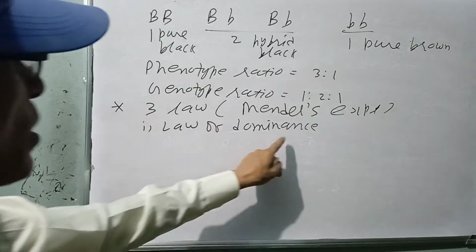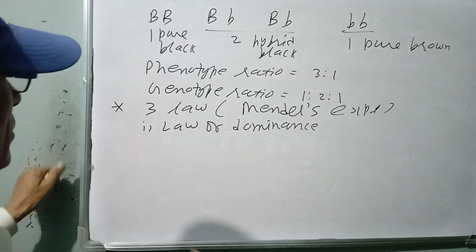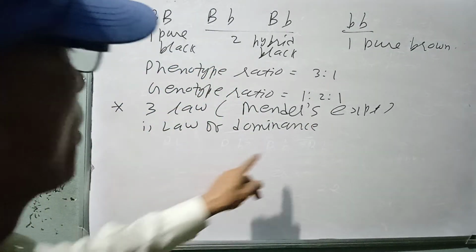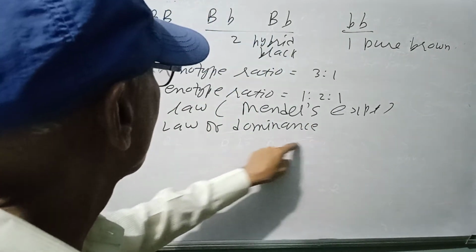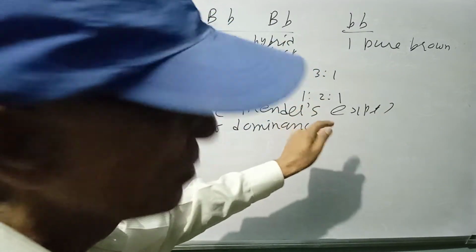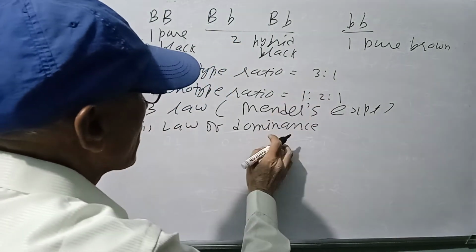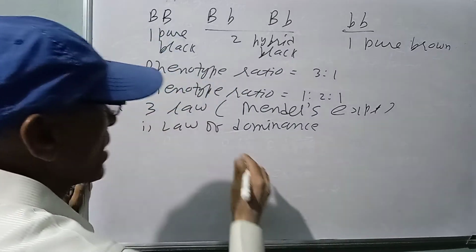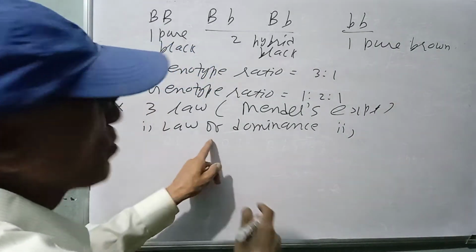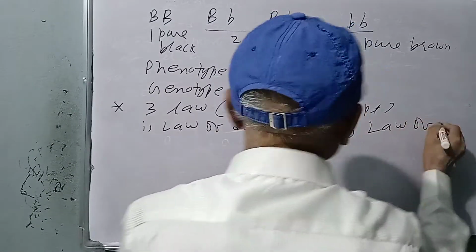In the first filial generation, the strong character affects the weak character. You can write in your own language: when a cross is allowed to take place between two contrasting characters, what happens? The strong character suppresses the weak character. Law of dominance. Another law, law of segregation.